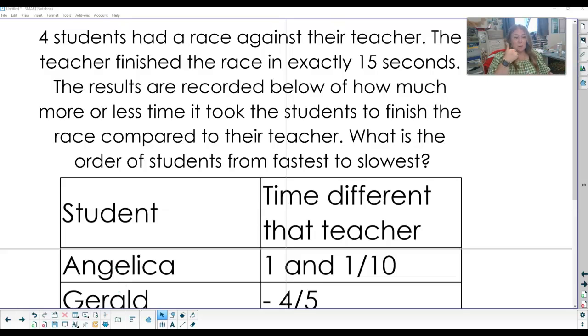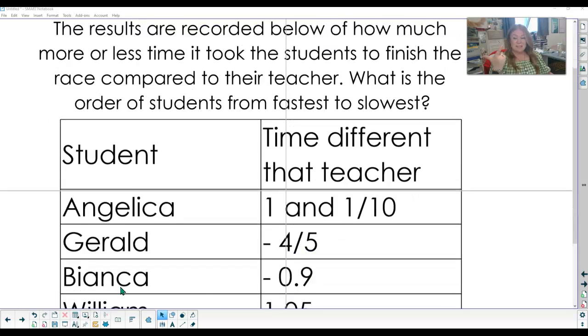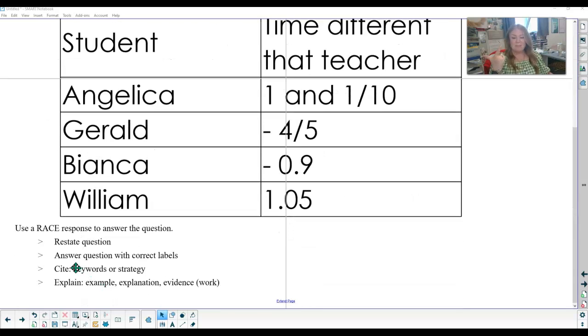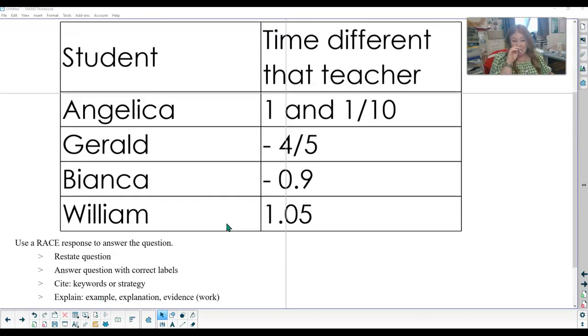So you're going to restate the question. You're going to answer the question. C is cite your evidence. And for math, that means how did you know what to do? How did you know if you should add, subtract, multiply, or divide? And then E, you're going to explain or show your work as evidence in math.